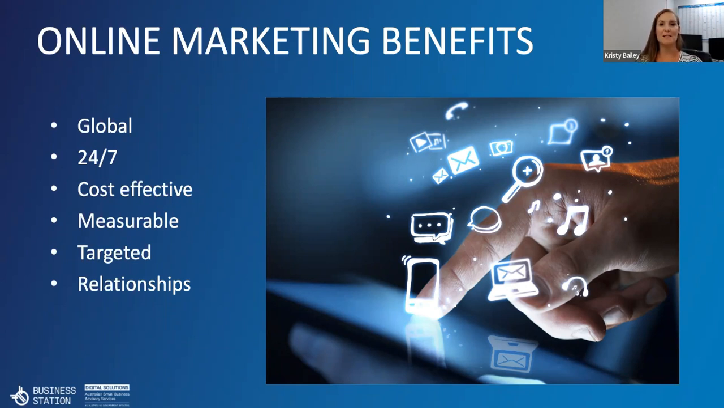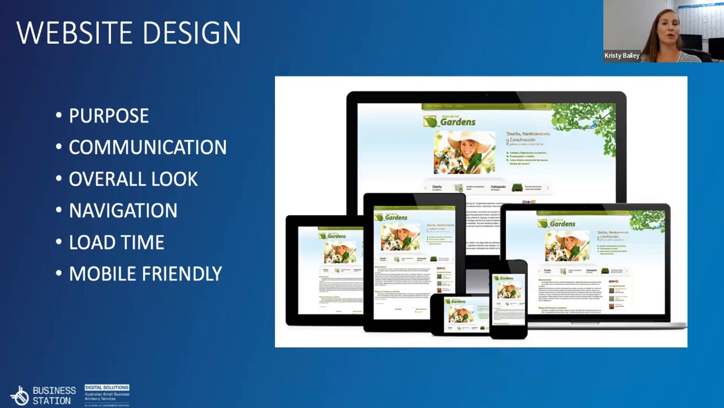The relationship can extend well beyond just that point of transaction, whether they buy something from you, book with you, or have that one-off sort of purchase. You can continue that relationship well into the future. So lots of benefits. But it all does start with your website. So your website, it's obviously not the only marketing activity that you need to consider, but it really is at the core of your online marketing.